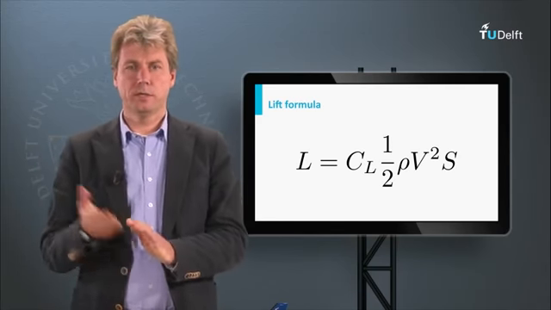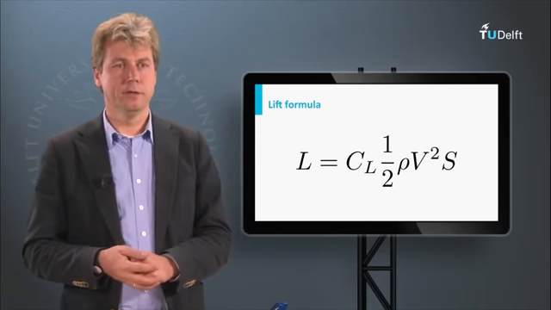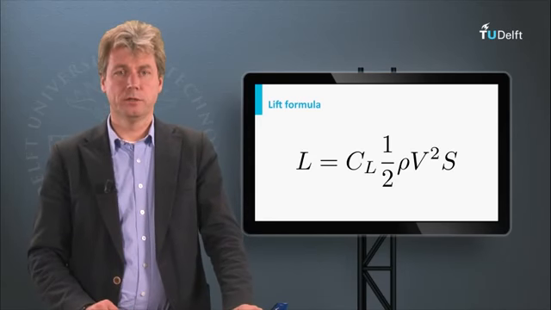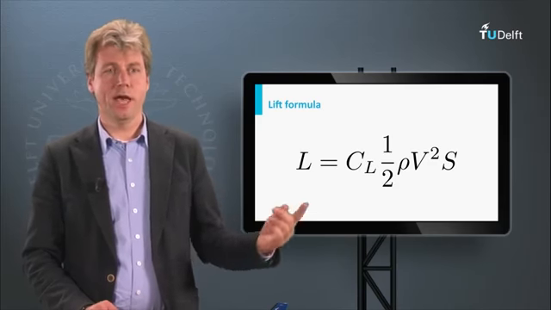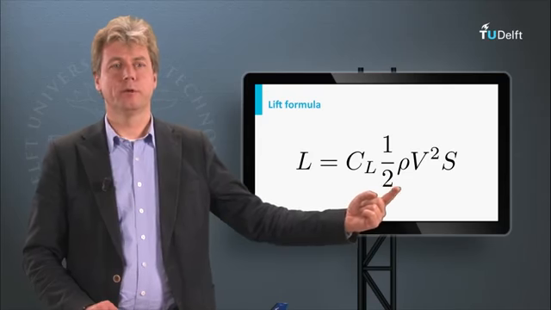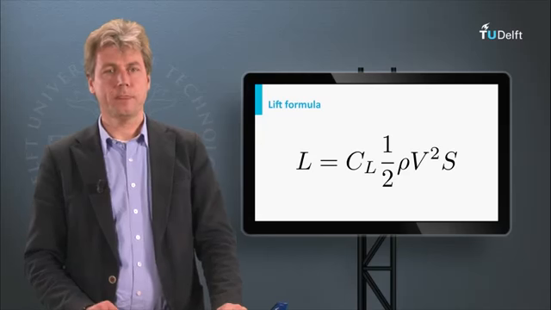Why this is best explained using the lift formula that I have here. We see here the lift force. You've seen this before in the lecture on forces. Lift is the lift coefficient, CL, times half rho v squared, the dynamic pressure, times the surface area of the wing.